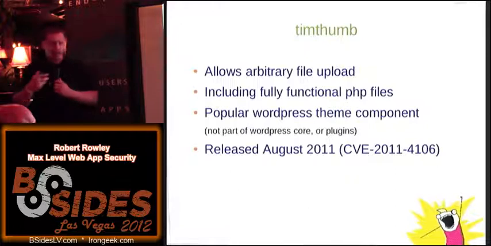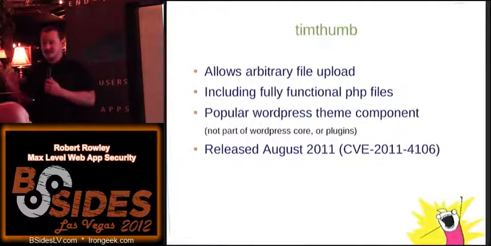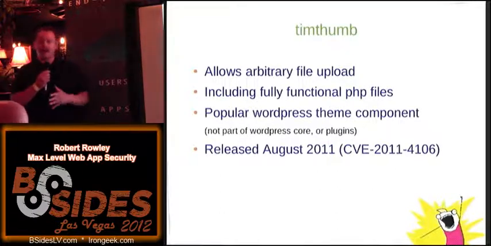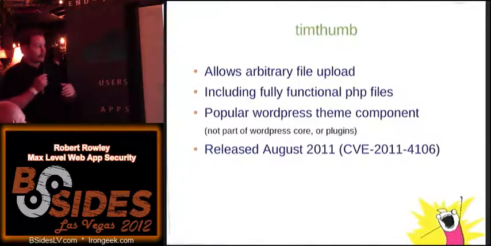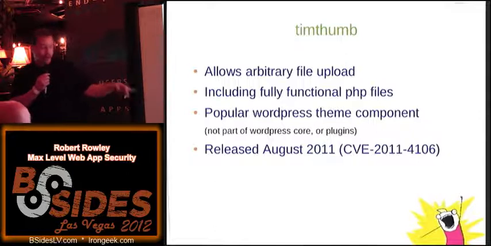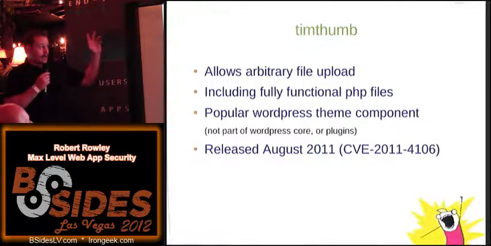Now I'm going to add something more interesting: Tim Thumb. Who here has heard about the Tim Thumb vulnerability? Who here was affected by it? Sorry. So again, I'm not knocking on Tim Thumb. It's not anything intentional. It's just a good example, and I have good data to show you. The vulnerability here was released in August 2011, basically when these graphs started. There's a CVE code. It basically allowed arbitrary file upload.